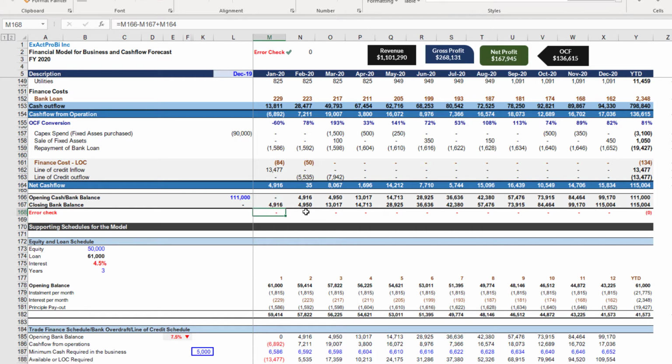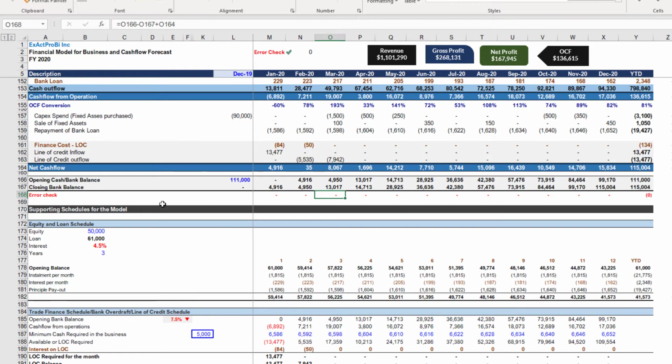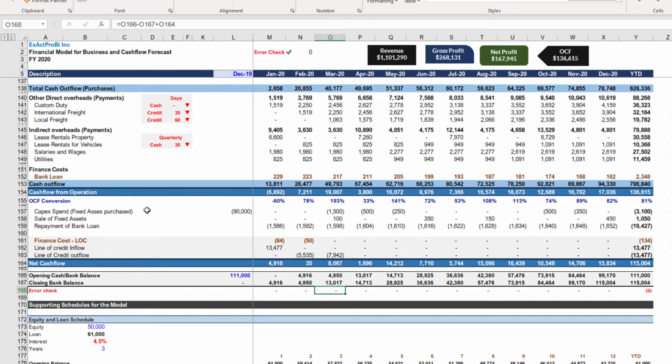There is a check below which should always be 0, and if it is not, you will see an error here. This is a grand error check which I'll explain you in a moment. So this should always be 0, and the individual error check should be 0, or very minimum, just to avoid any big error at the end of the modeling process. Now that concludes the entire cash flow.